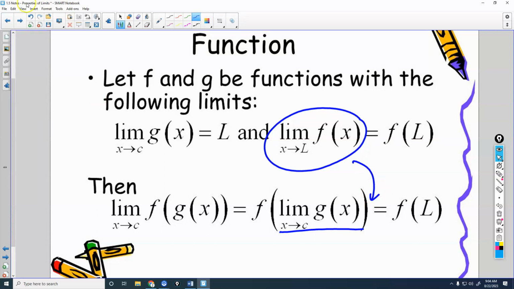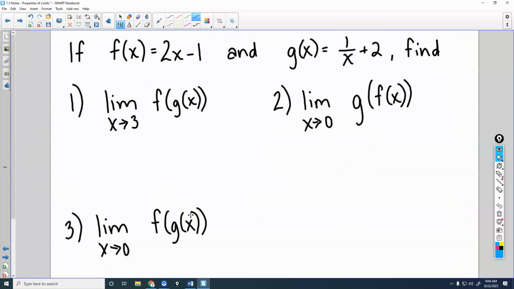So let's look at what that looks like in practice, because all that theory seems maybe a little confusing. We have F of X equals 2X minus 1, and G of X equals 1 over X plus 2. We are supposed to find the limit as X approaches 3 of F of G of X.